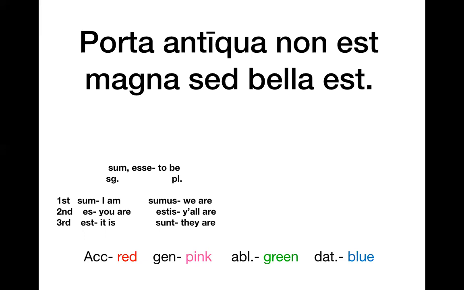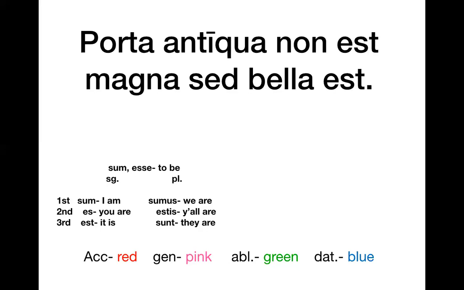Natalie, what'd you get? The old gate is not great, but it is beautiful. But it is beautiful. Very good. Richard, what'd you get? The ancient gate is not great, but it is beautiful. Good. Carson. The antique door is not large, but it is.